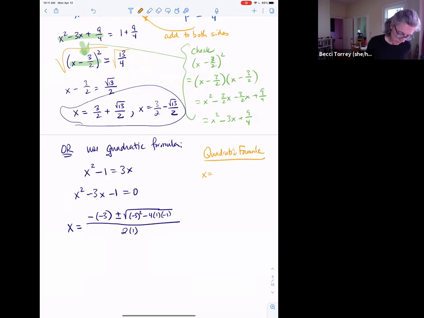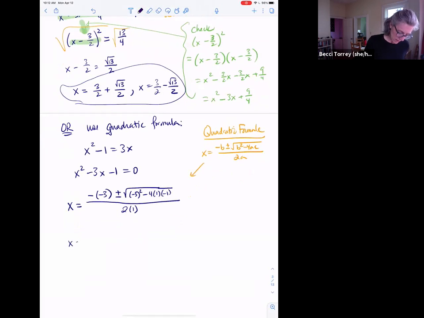x is equal to negative b plus or minus the square root of b squared minus 4ac, all divided by 2 times a, and that's what we just used here. And then you just simplify that as much as you can. So x is equal to positive 3 plus or minus the square root of 9. And again, here we have minus minus, which is plus 4. So that's really important that we get those signs right, divided by 2.